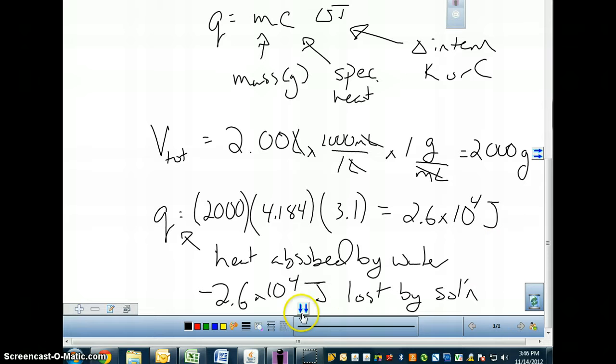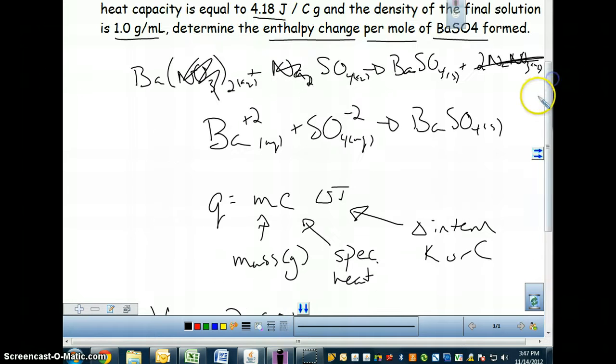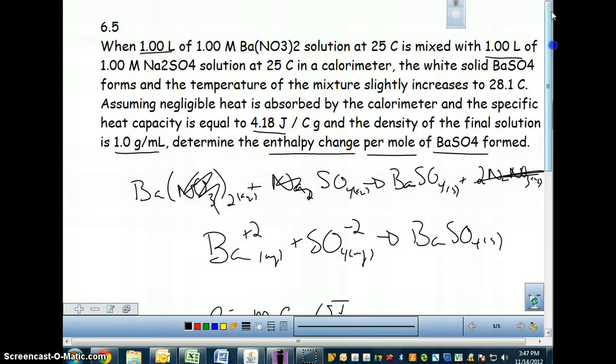Now the other part is per mole, so we have to really think about how many moles we have. Well, we're given some very, very comfortable numbers to work with. We're given 1 liter and 1 molar. That means we have 1 mole. We've got 1 mole of this and 1 mole of this.